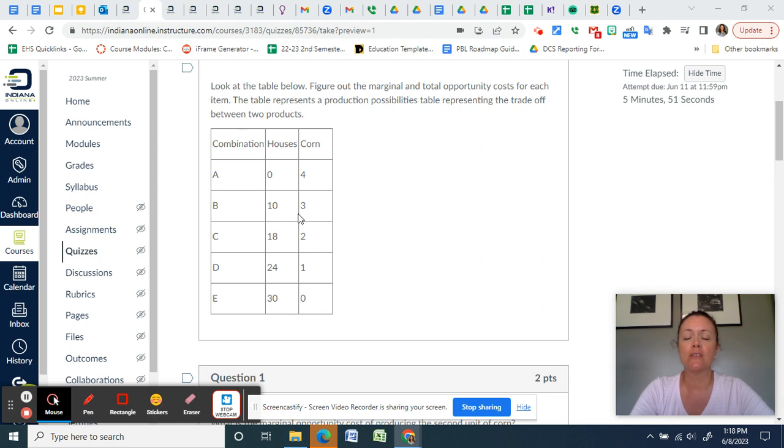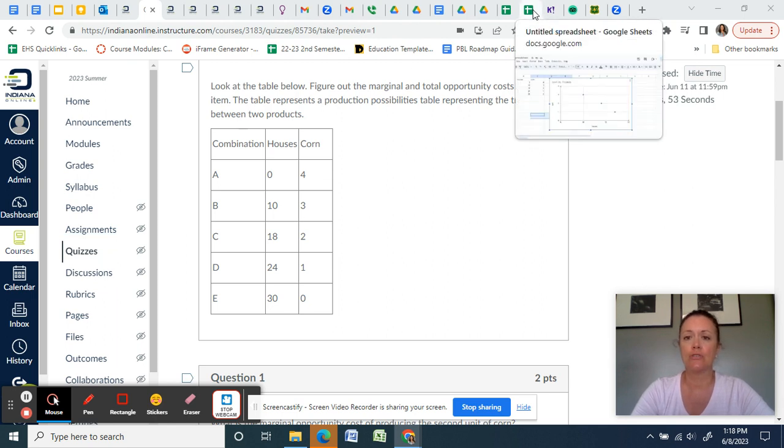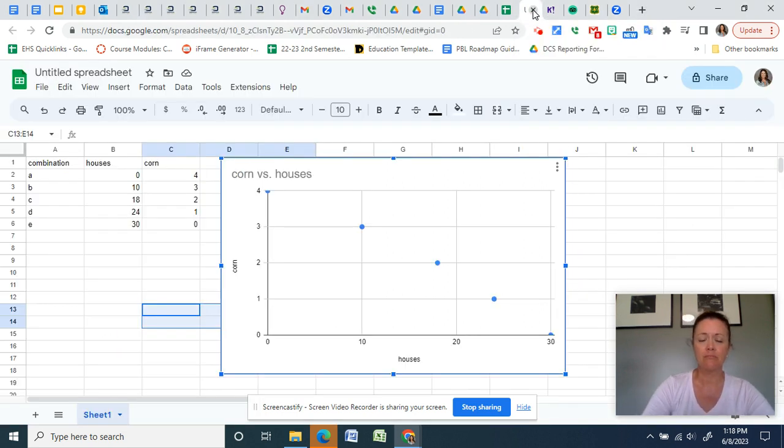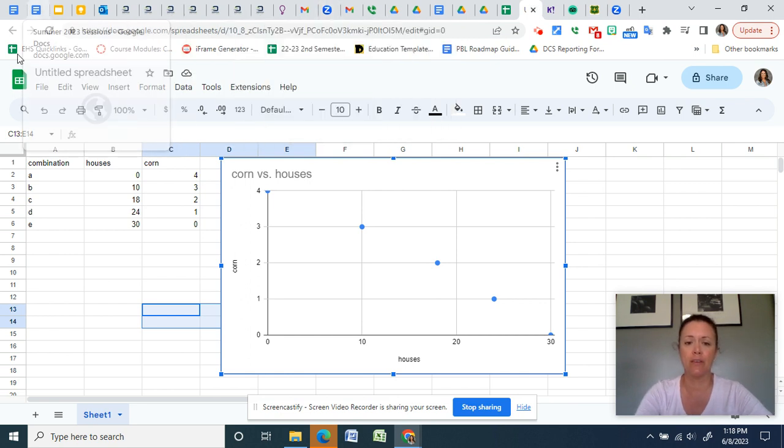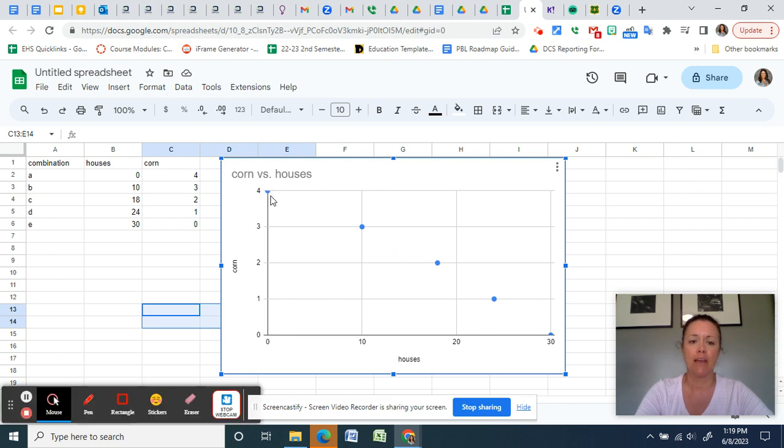So if I take this chart and I put it into a graph, I end up with something that looks like this. So it's this kind of downward sloping curve. I've got possibility A up here, which would be 4 units of corn and 0 houses. Possibility E down here, which would be 0 units of corn and 30 houses, or possibilities B, C, and D in the middle here. So what we're saying is that this economy can't produce out here on the right side of that production possibilities curve. It's impossible because of scarcity.